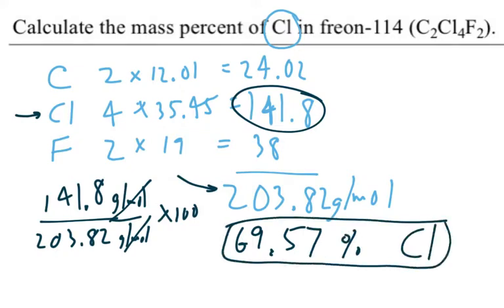Okay, had we done the other elements, it would have been done the same way. For instance, carbon would have been 24.02 over the total, which is 203.82 times 100, and fluorine would have been 38 over the total times 100.